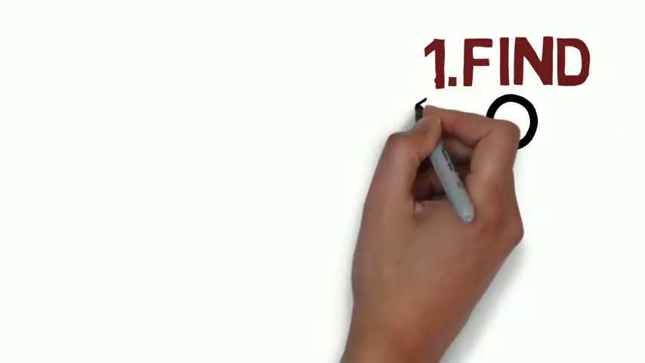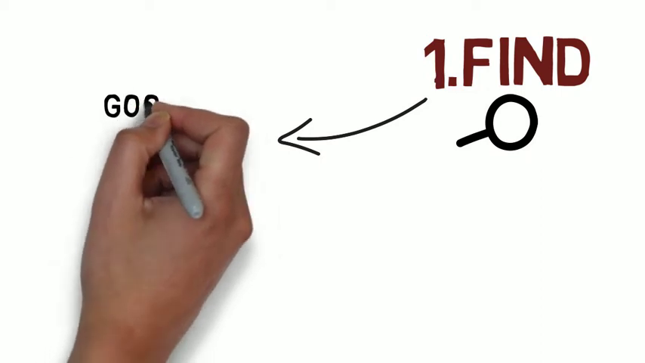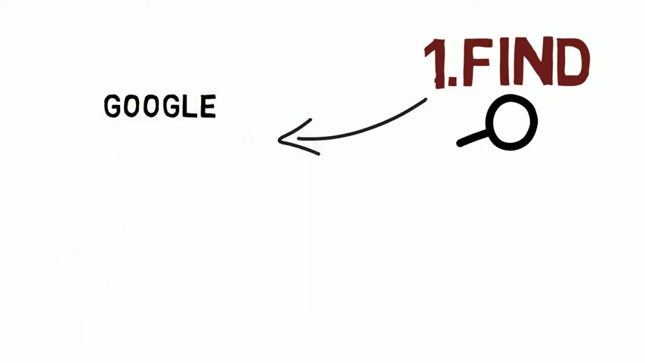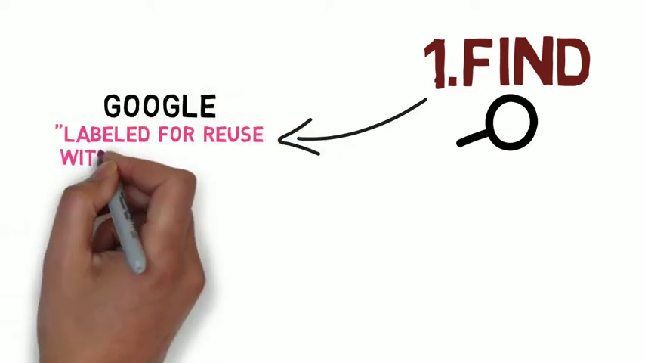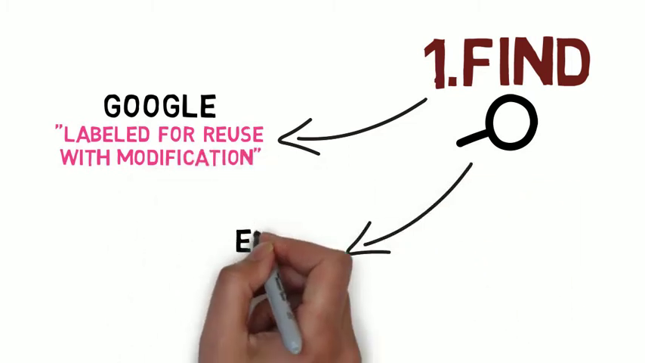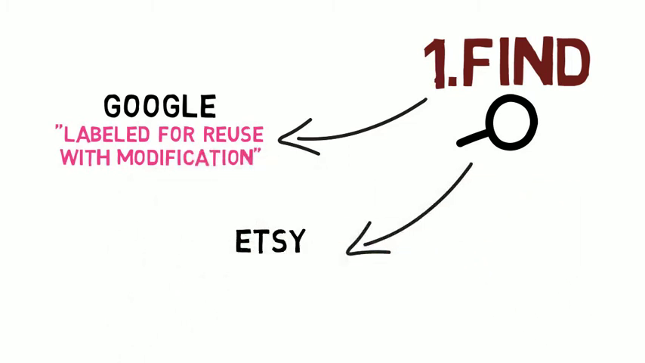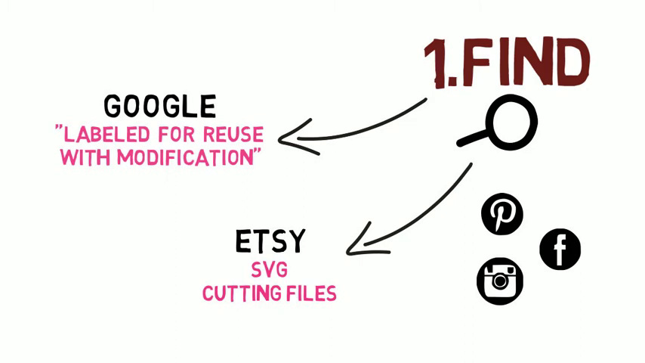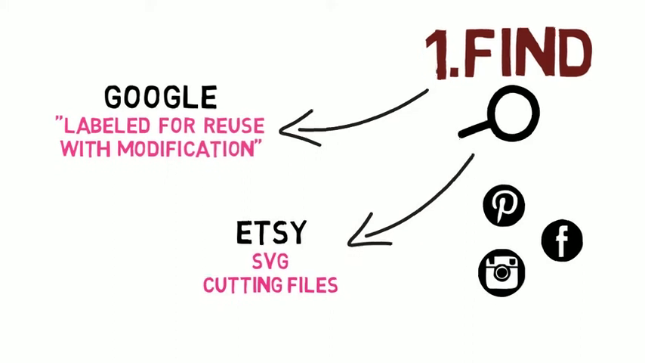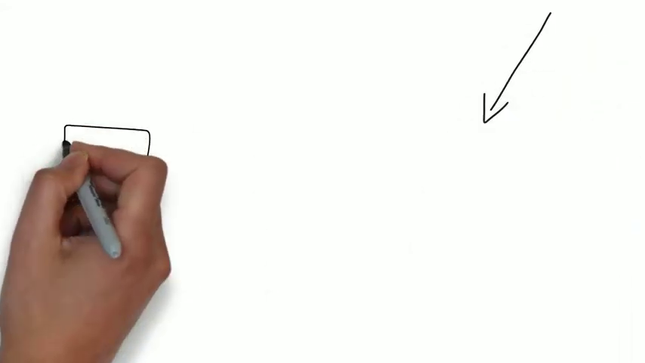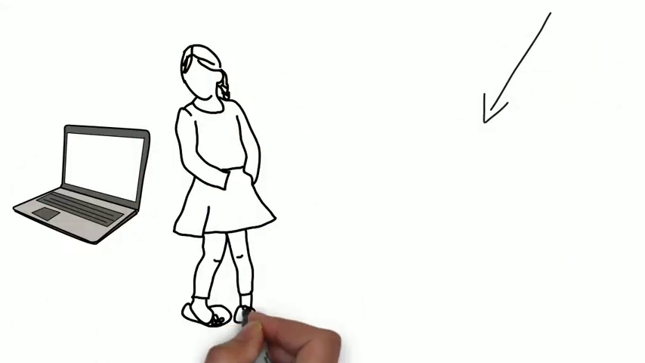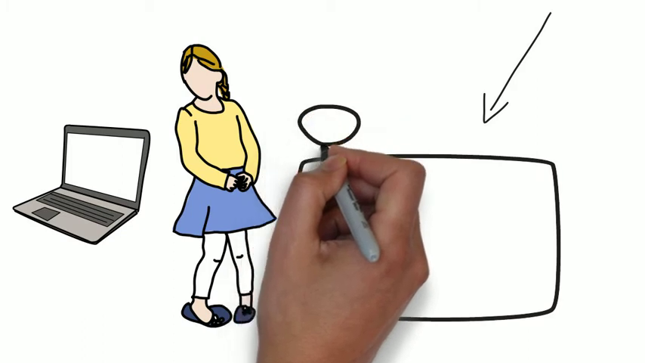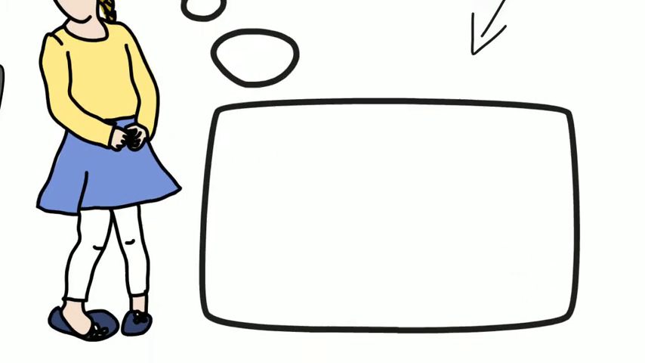The first thing is to find the elements. Search Google Images for your desired element, making sure you filter for images which are labeled for reuse with modifications. You can also search Etsy and other marketplaces for SVG cutting files. Pinterest, Facebook, Instagram and Etsy are great places for inspiration before you begin designing. But remember, you must not copy other designs, but rather create your own designs from scratch by using different elements.